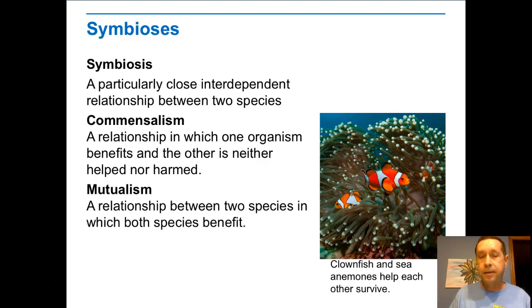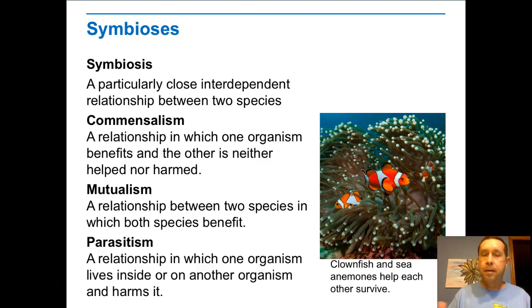Mutualism, like the clownfish and the sea anemone pictured here, both benefit from the relationship. They're both helped. Parasitism is where one benefits and the other is harmed. The parasite benefits, the host is harmed, kind of like in a predator-prey or herbivory relationship, where the predator is helped, the prey is not only harmed, but it's killed.